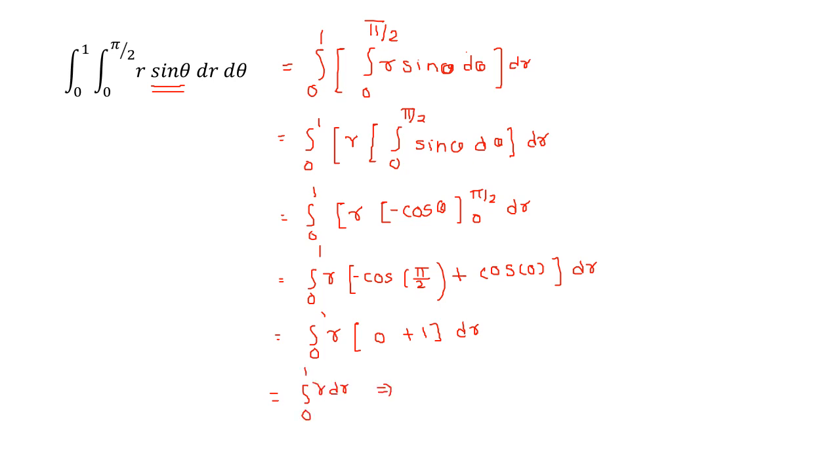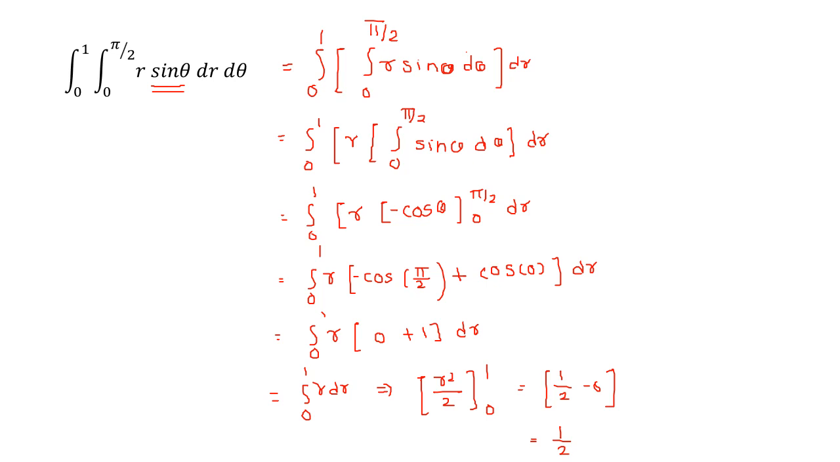What is the integration of r? The integration of r is r square upon 2, and the limit is 0 to 1. So the answer is upper limit minus lower limit, 1 by 2 minus 0. So the final answer is 1 by 2.